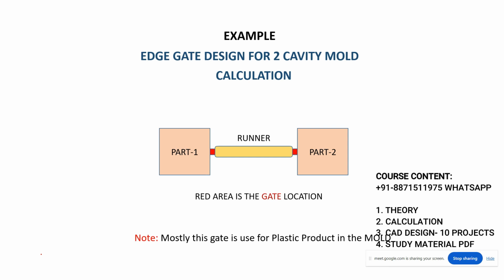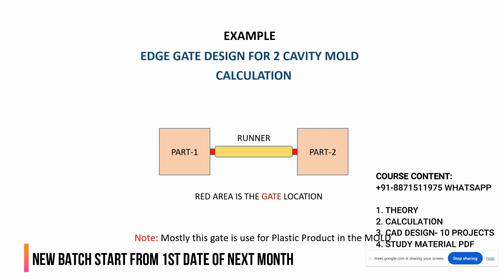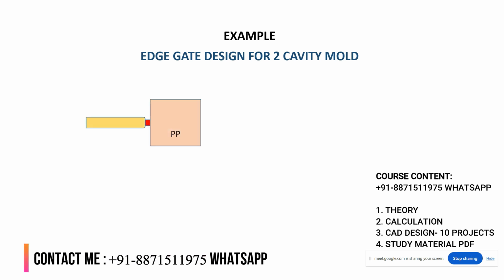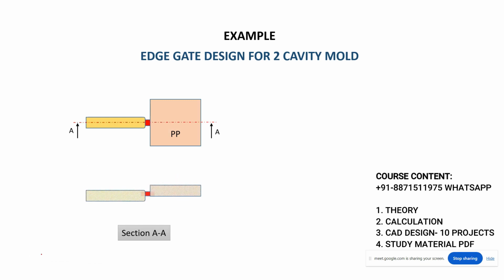If I am dealing with a household product or kitchenware product, or a rough use component, any type of plastic component, generally an edge gate is used in multi cavity. See here, this is the top view of the material, which is PP. I am taking the section view AA. Here you can see this is the edge gate.